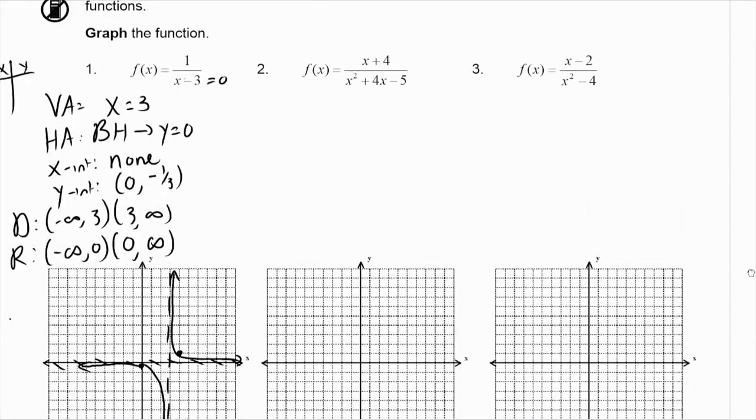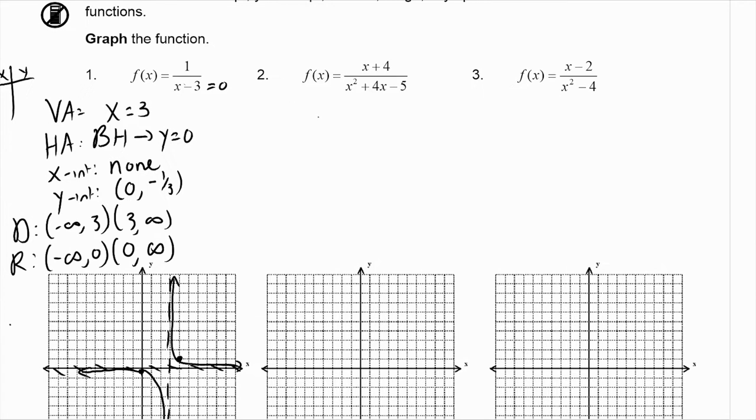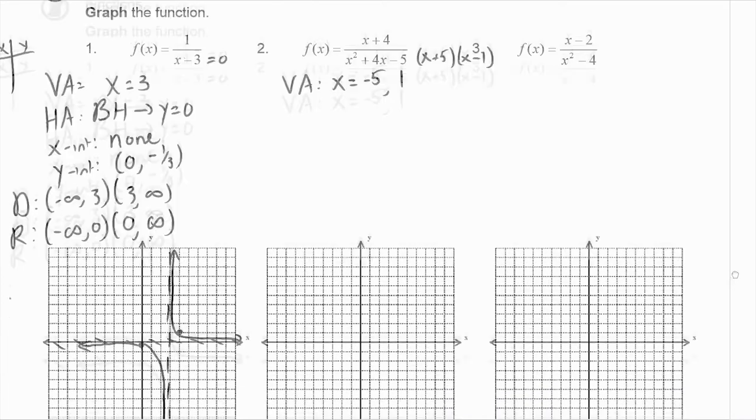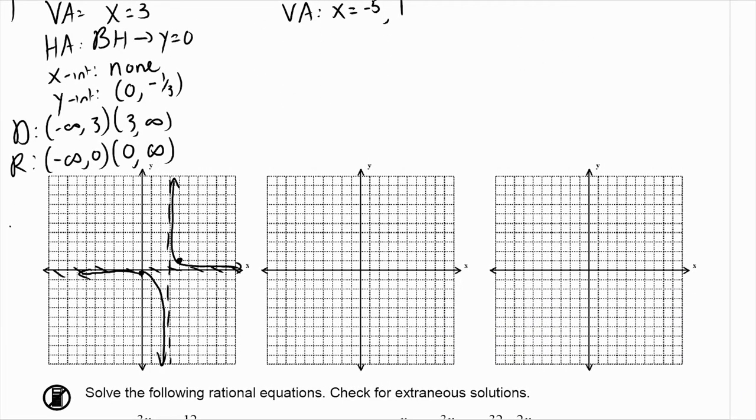Now the next problem, we're still going to start off with the vertical asymptotes, but before I begin, I'm going to actually factor the bottom. So the bottom is now going to become x plus 5 and x minus 1. I don't need to worry too much about the top, right? I can't cancel anything from the top or the bottom. So I'm going to start off with my vertical asymptotes. This time I actually have 2. I get x is equal to negative 5 and x is equal to 1. So place those in there, negative 5, 1, 2, 3, 4, 5.